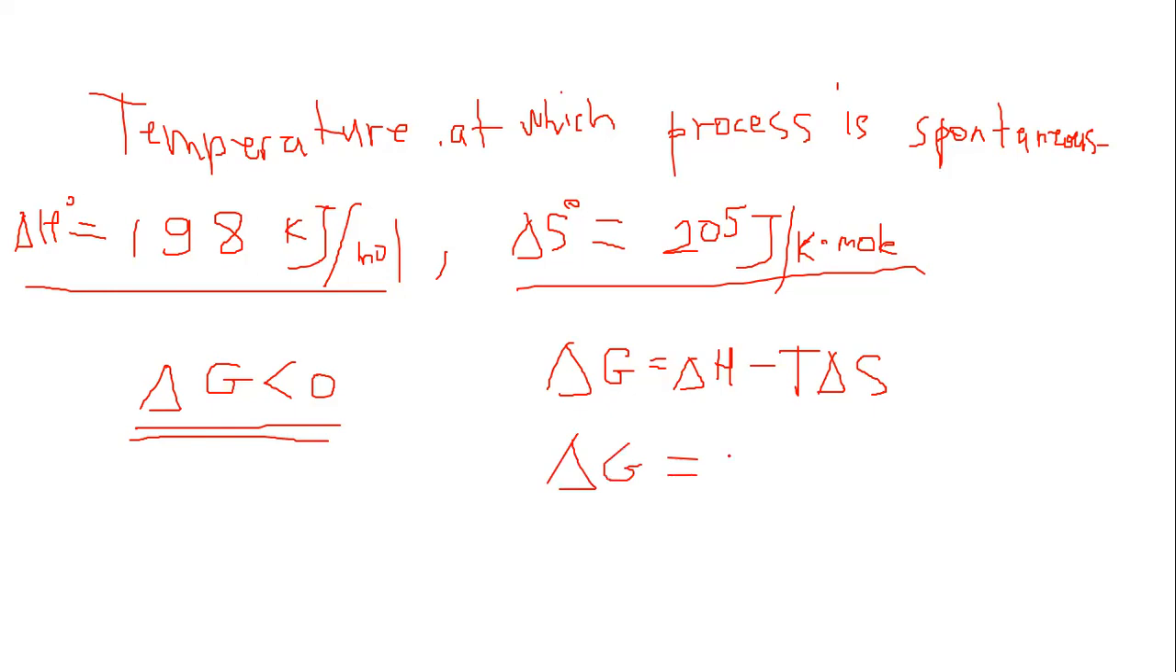So when delta G is 0, it means that we have equilibrium. Now, instead of delta G, you put 0 here. So you have 0 equals delta H minus T delta S. Now you can find this T, right? So T is going to be what?